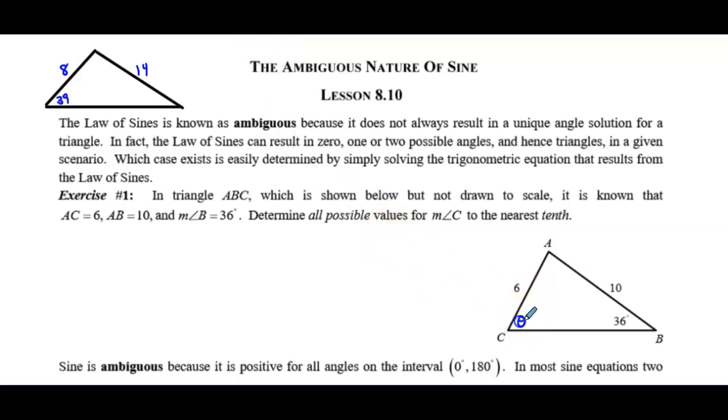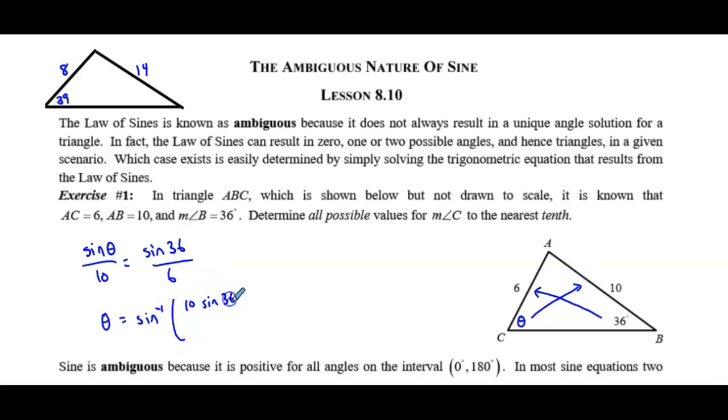In this case, let's say we're solving for angle C. I'm going to put a theta here, and that theta connects across to the 10. The 36 connects across to the 6. So we say that sine of theta over its opposite side 10 is equal to sine of 36 over its opposite side 6. When I go through the cross multiplication and inverse sine, theta is going to equal inverse sine of 10 sine 36 over 6, and that comes out to approximately 78.4 degrees.